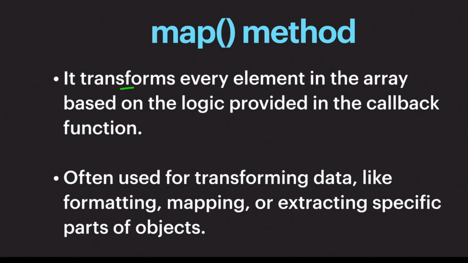It transforms every element in the array based on the logic provided in the callback function. According to the logic we provide in the callback function, it transforms every element in the array. So it transforms data, like formatting an element, mapping, or extracting a specific part of an object. If we are using an object array, you can extract the specific part.